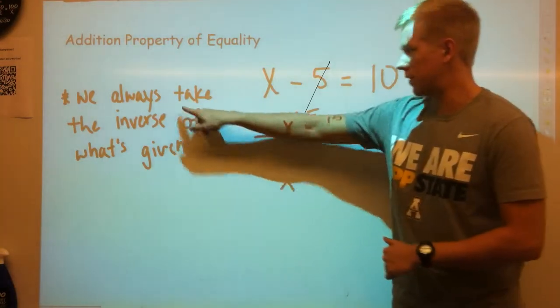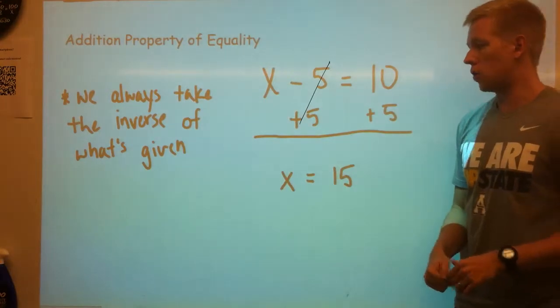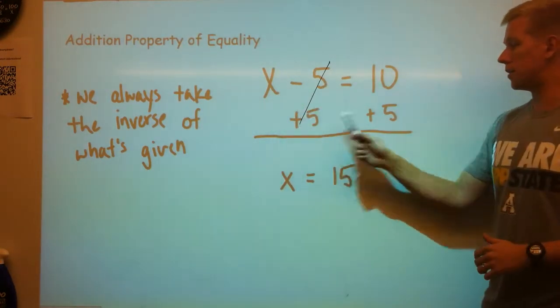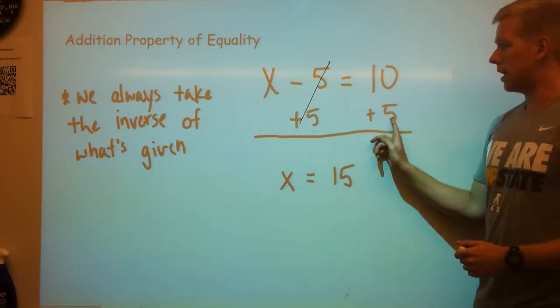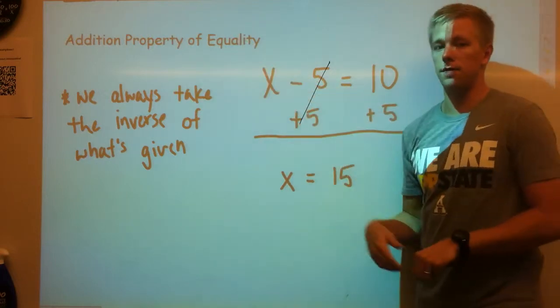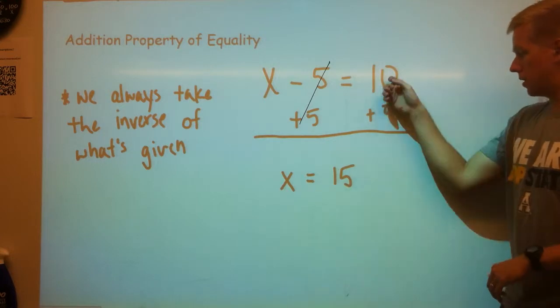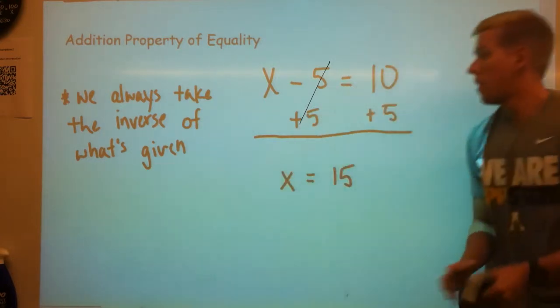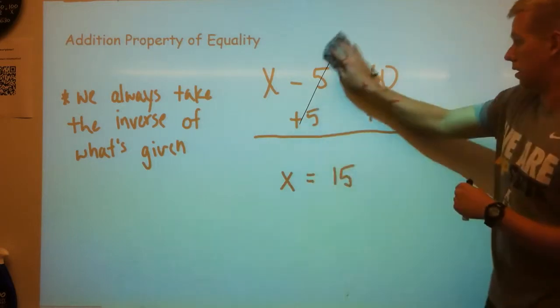We always take the inverse of what's given. Well, we were given a minus 5, so we take the inverse, which is positive 5, and we add 5 to both sides. That's known as the addition property of equality. My answer, when I do this, I'm going to get x equal to 15. Okay, so that is the addition part.